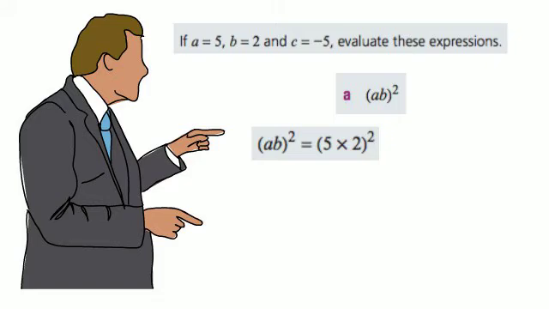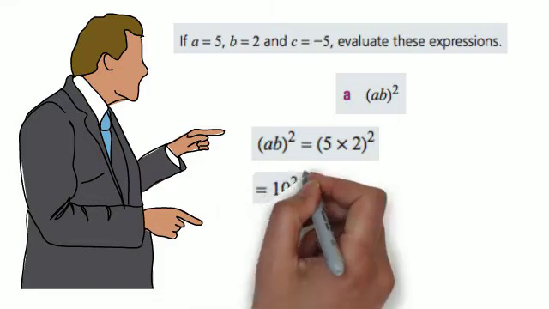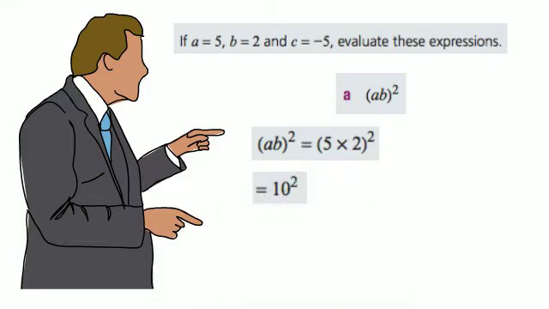So we know in between our parentheses we multiply 5 by 2, which is equal to 10 squared. And 10 squared is 10 by 10. Therefore, our answer is 100.